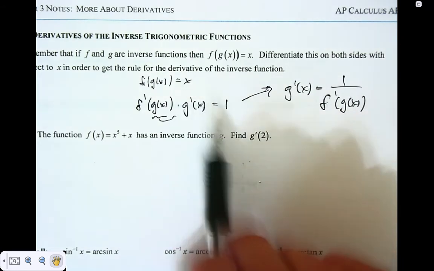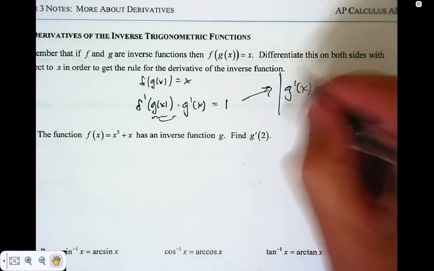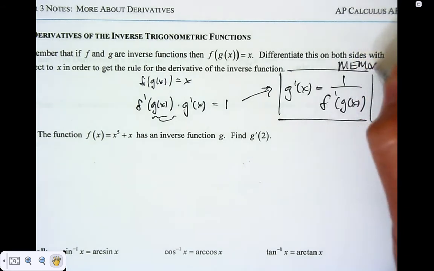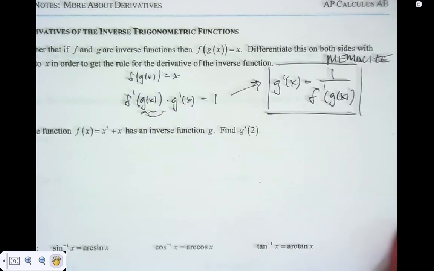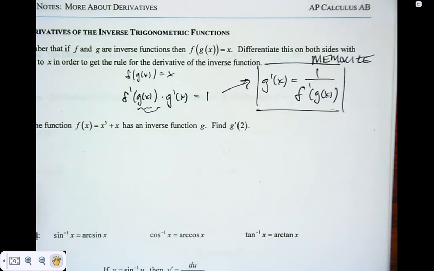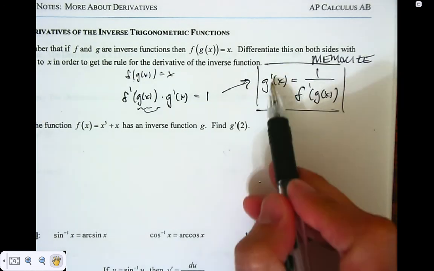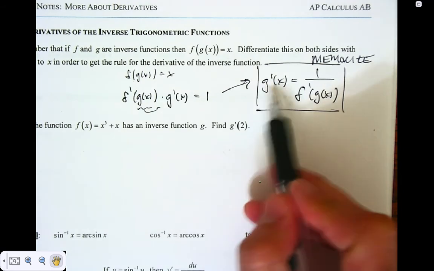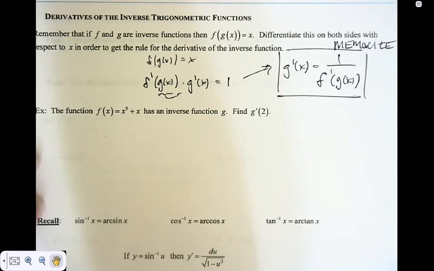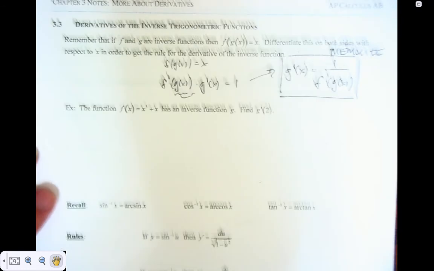You are not going to have to do that on the AP exam. What you are going to have to memorize is that. And this is worth one multiple choice question. So if you don't memorize it and you miss it, you're going to have to find 25 other ones that you can do. So what is this saying? This is saying the derivative of the inverse function is equal to this. Okay, and so let's do one example, and then we'll get going into the other stuff.